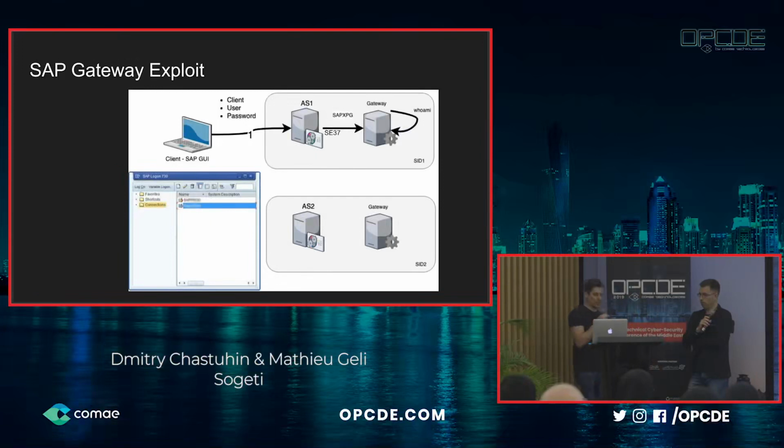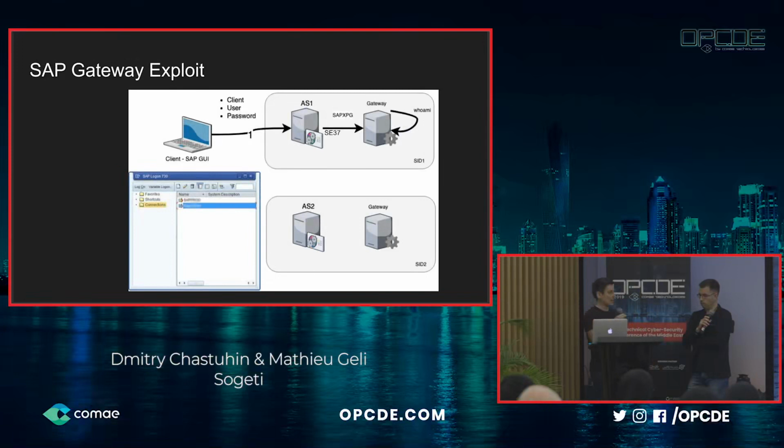So how does it work? An SAP user uses the proprietary client, SAP GUI, and connects to the application server using login name, password, and client number. On the application server, he runs transaction SE37 and starts an RFC function, SAP XPG, and asks the gateway to execute the whoami command on the system, and the command will be executed.